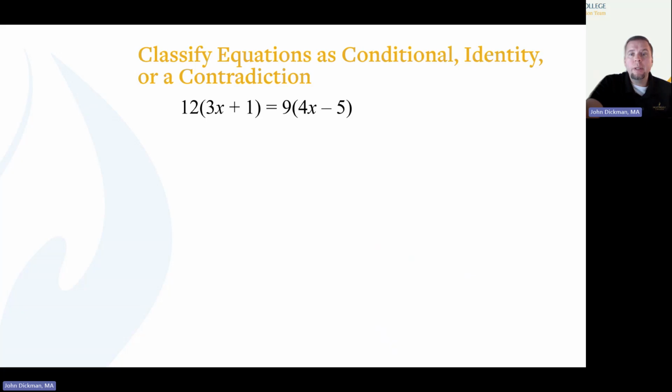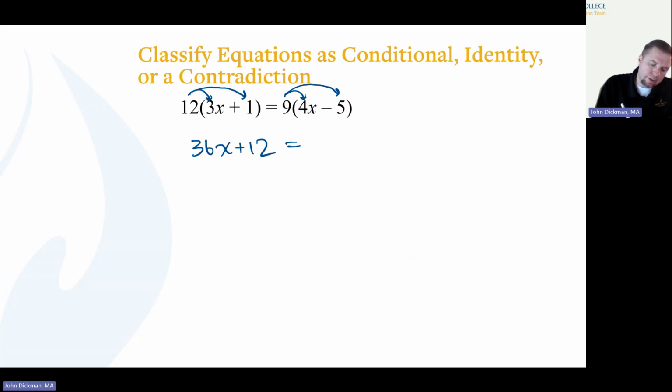So sometimes you're going to be just in the zone and you're going to be solving these equations, and then something weird's going to happen. So let me show you what that looks like and how to deal with the weird thing happening. So our goal here, just like always, let's get rid of the parentheses by distributing. So I'm distributing the 12 through. 12 times 3x is 36x plus 12 equals 36x minus 45.